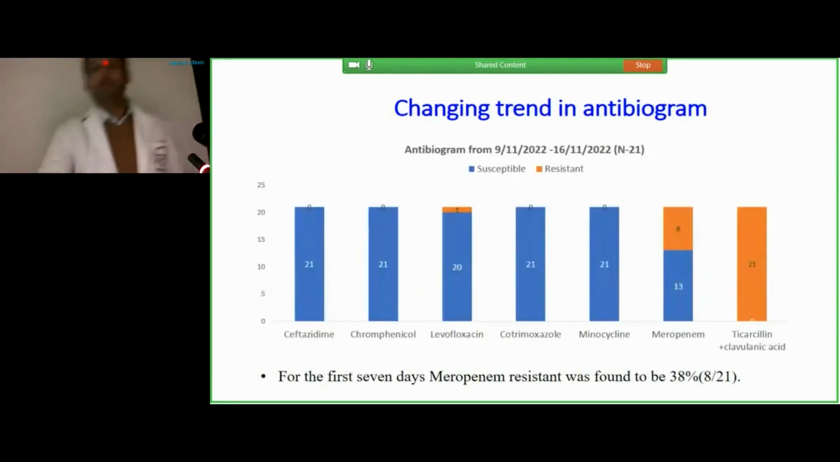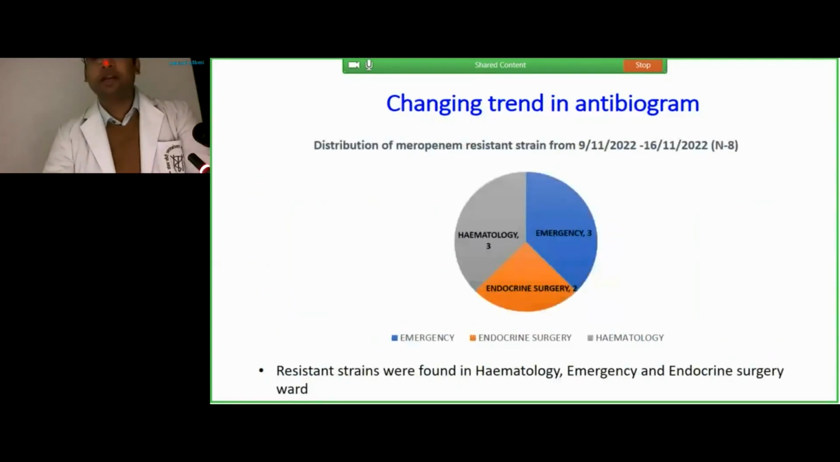Now, what was more concerning was the change in the antibiogram pattern. For the first 7 days, isolated from the 9th of November to the 16th of November, the antibiogram panel showed that for 21 isolates, decarbonylic acid was resistant to all the isolates, and meropenem was resistant to 38% of the isolates. The resistant isolates for meropenem were from the hematology ward, emergency, and endocrine surgery for the first 7 days.